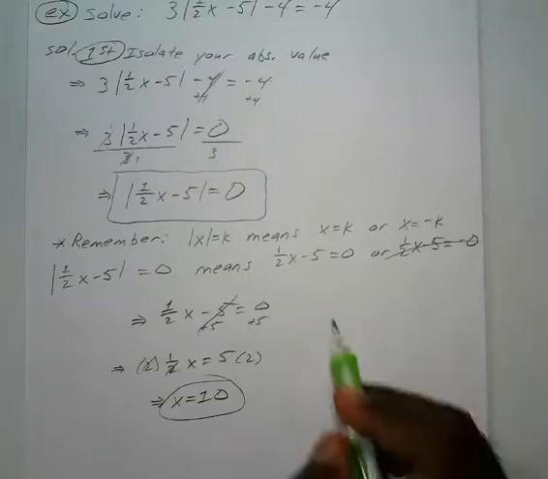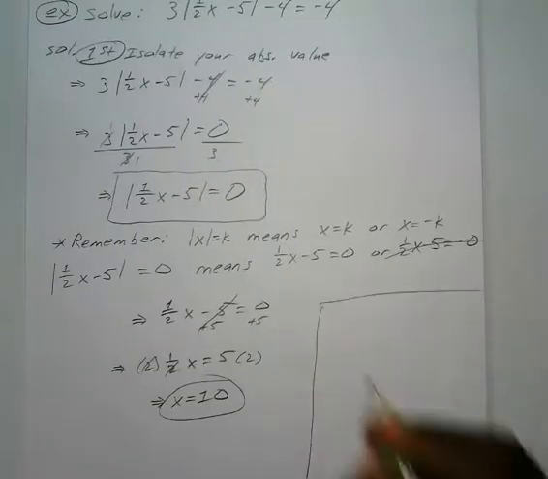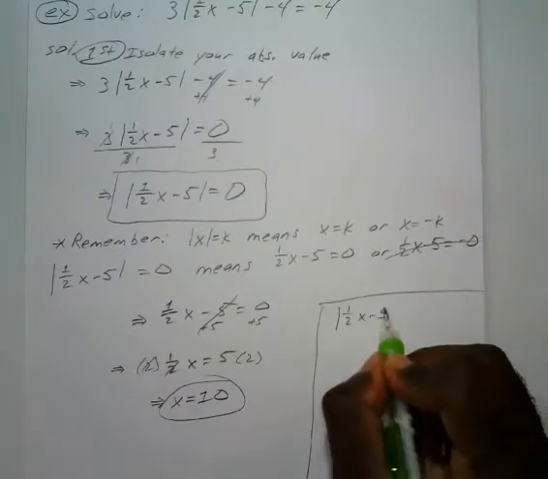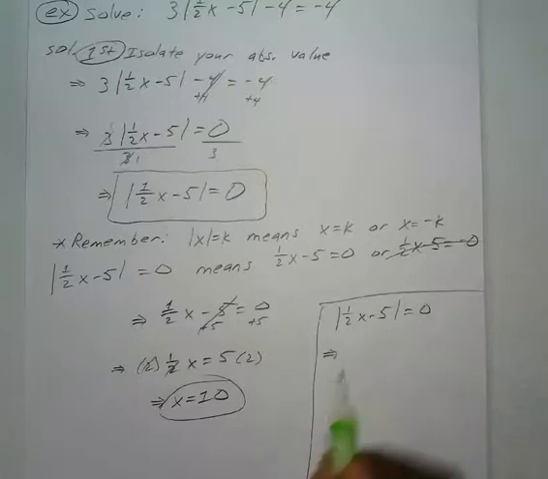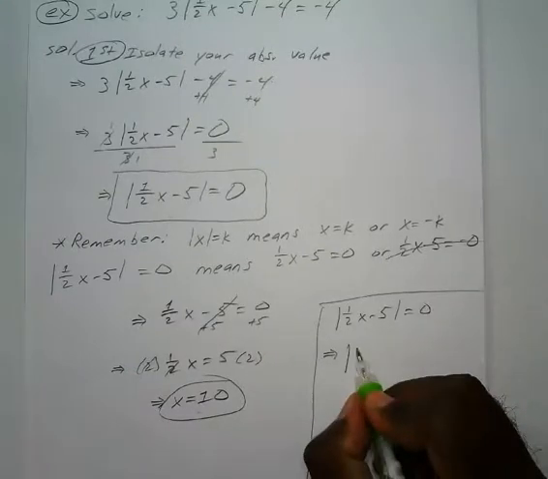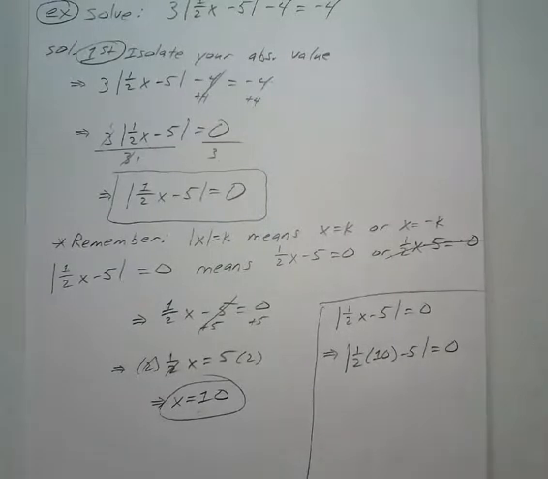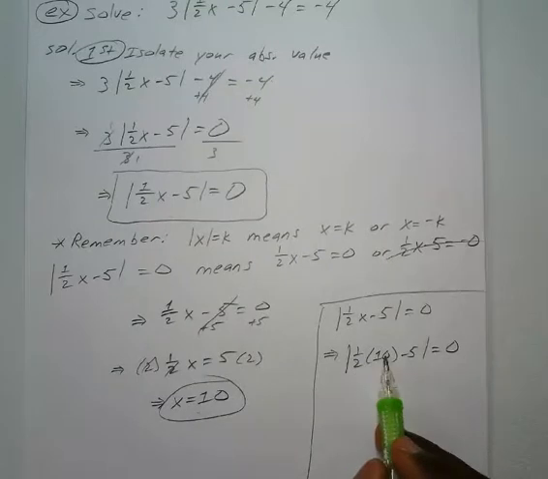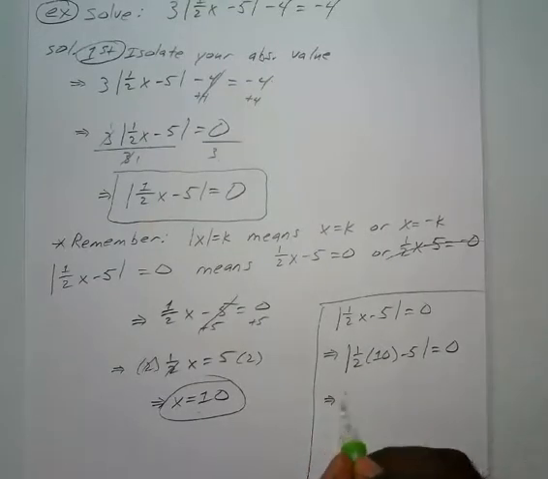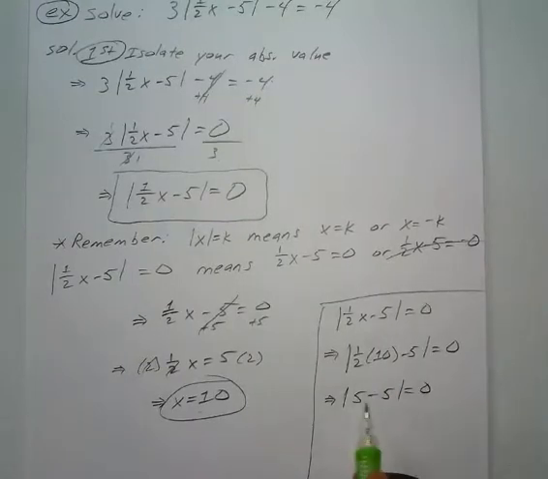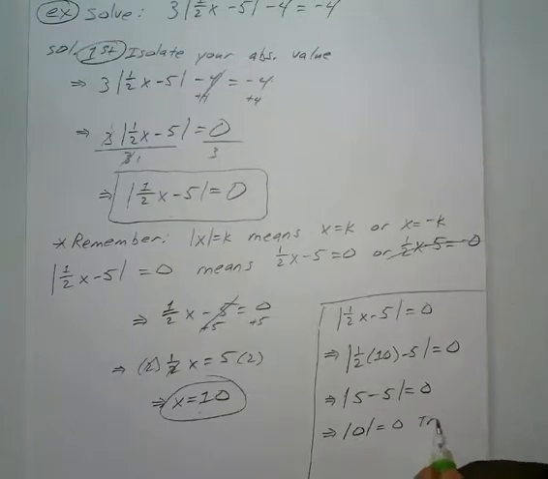Okay, now you don't have to check it, but if you wanted to check it, your absolute value of 1/2 x minus 5 equals 0. We're just going to replace that with x equals 10. So absolute value of 1/2 times 10 minus 5 equals 0. 1/2 times 10, or 10 divided by 2, is 5. So that's absolute value of 5 minus 5 equals 0. 5 minus 5 is 0. So absolute value of 0 equals 0, which is true. So we know that that answer is good.